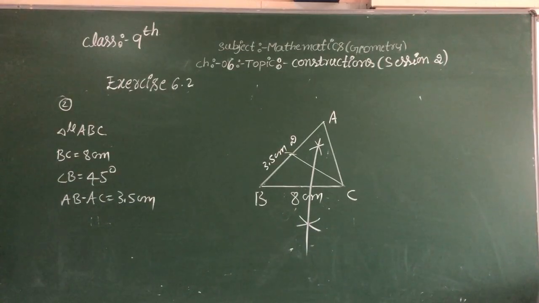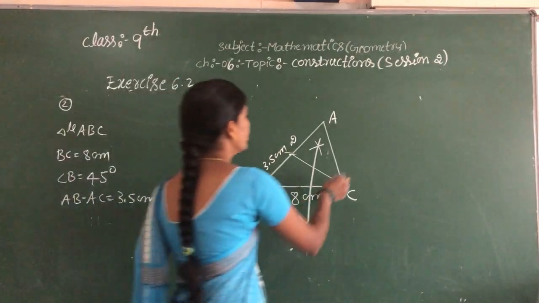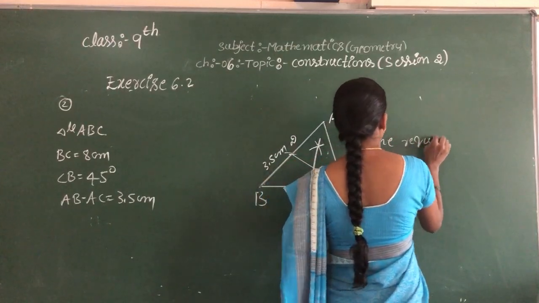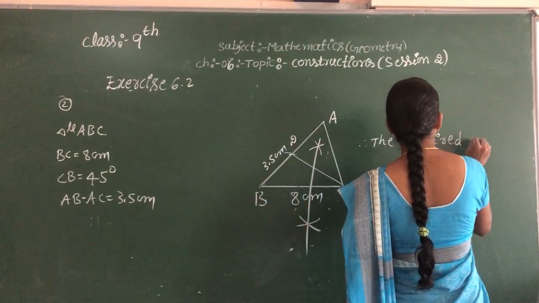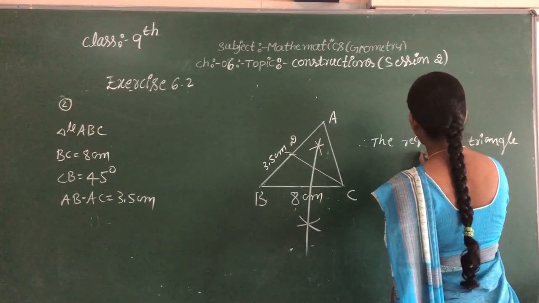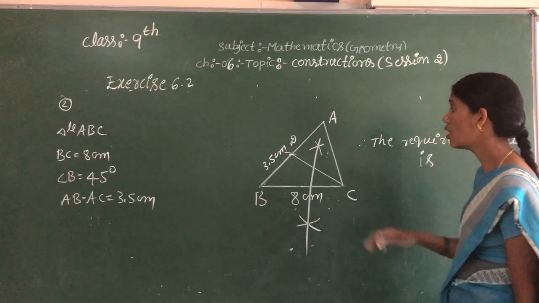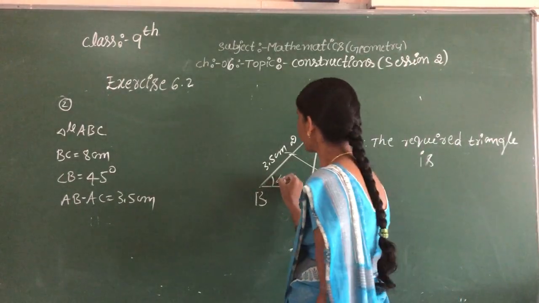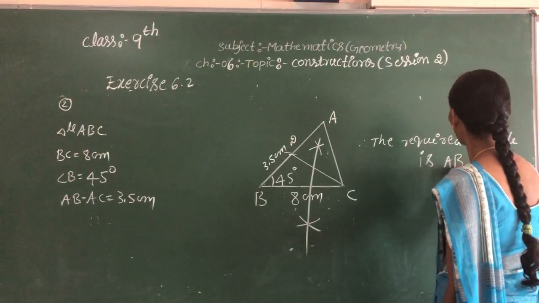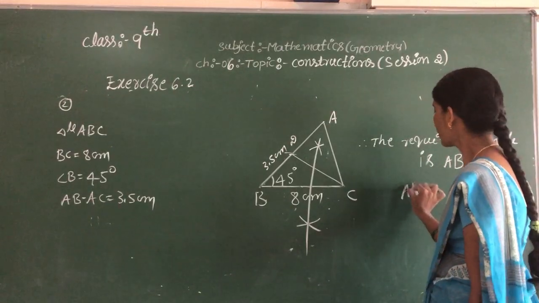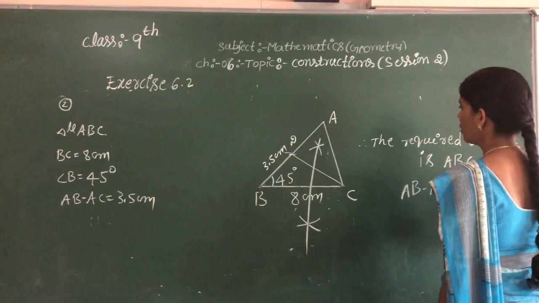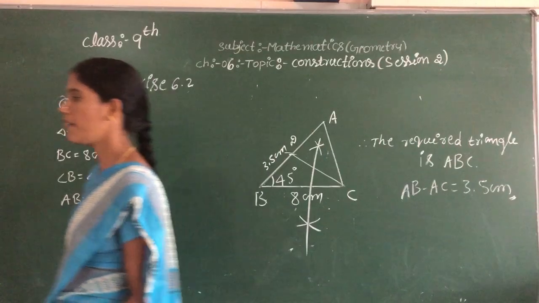Join inside. So this is the second one. The required triangle is how many? What is that? This is 45 degree. The required triangle is ABC. So AB minus AC is equal to 3.5 centimeter. Okay children, have I got it?